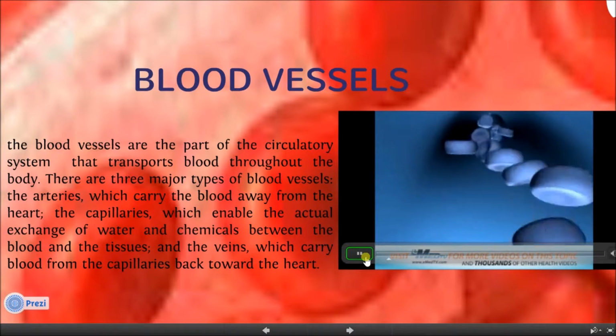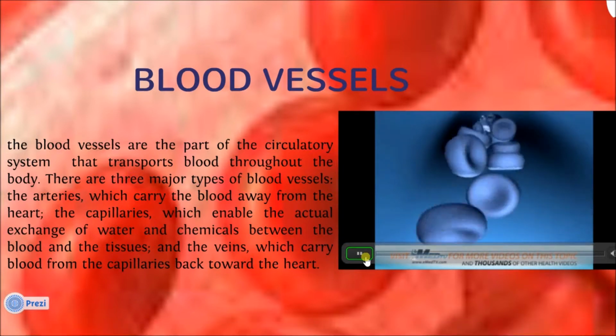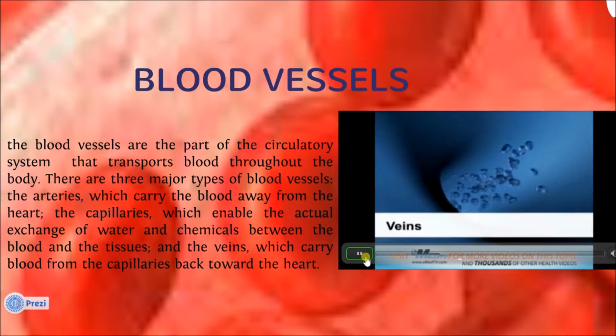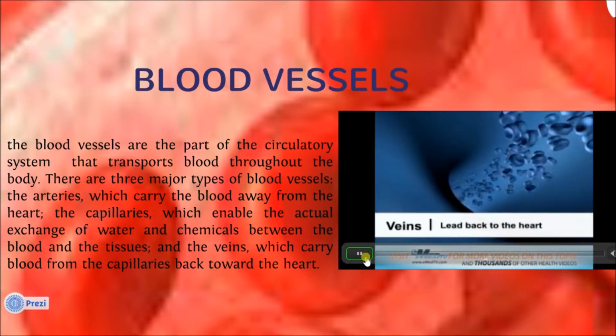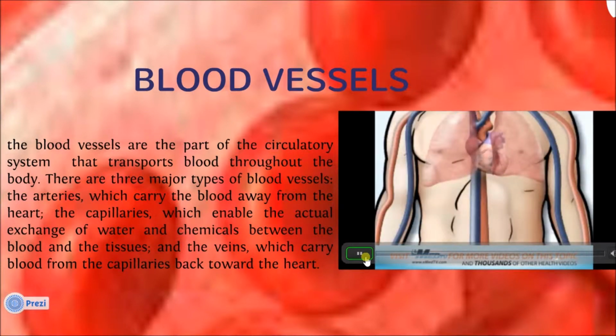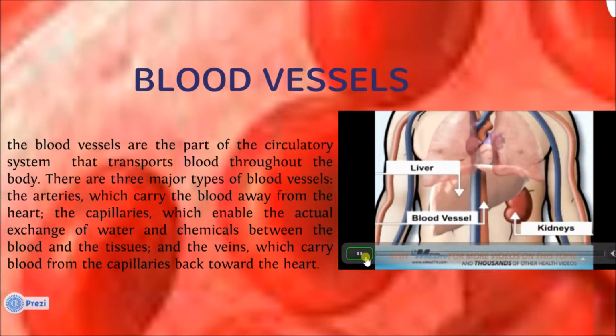Just beyond this area, the capillaries begin to merge together and eventually form larger vessels called veins, which lead back to the heart. As the vessels carry deoxygenated blood back to the heart, waste products are routed to other organs, where they are removed for disposal.